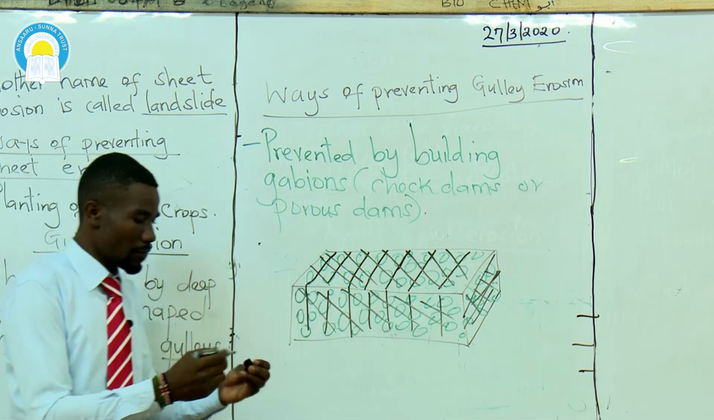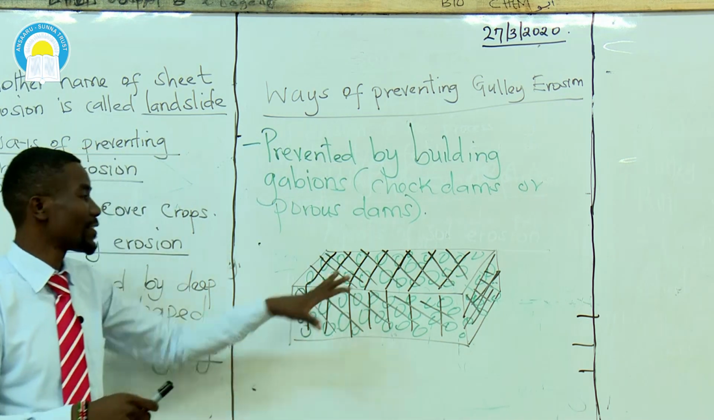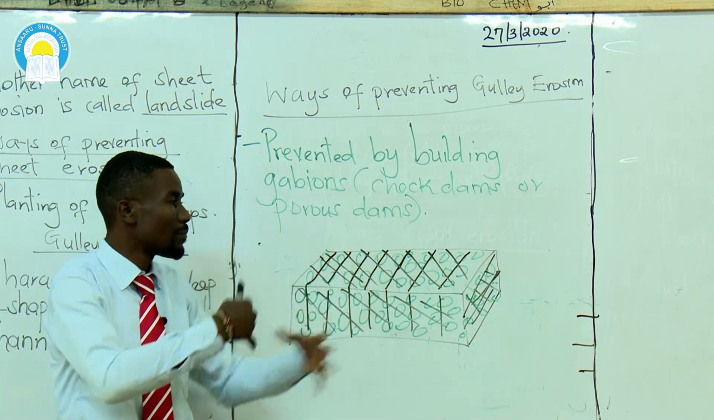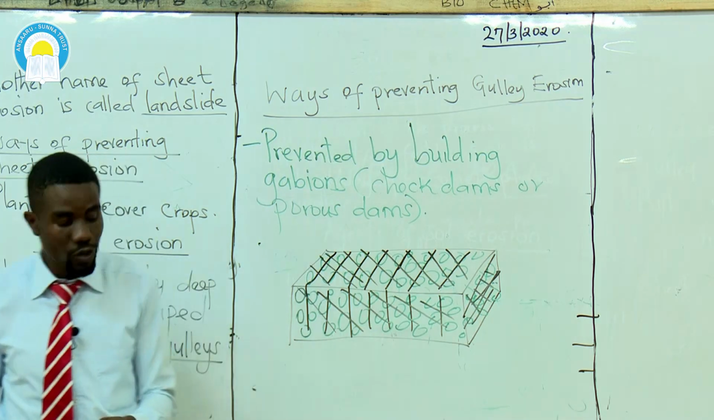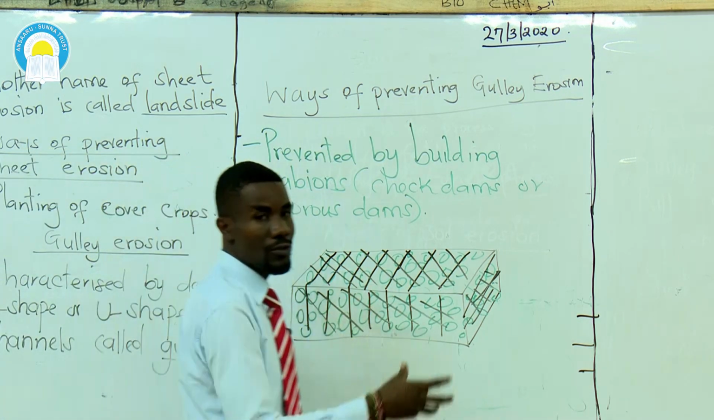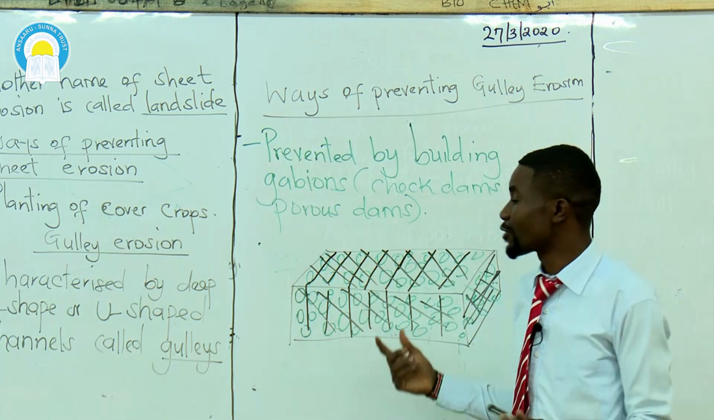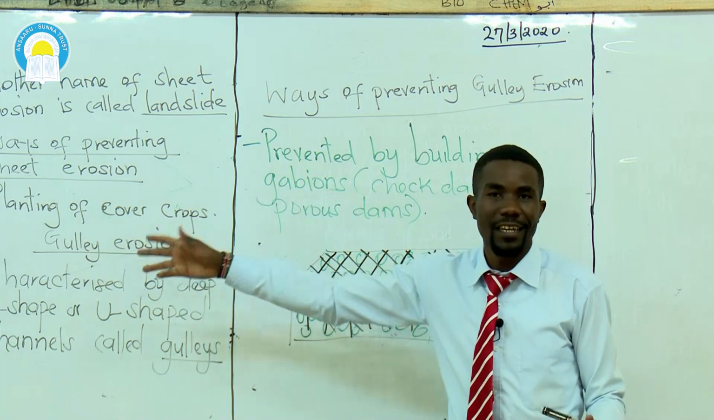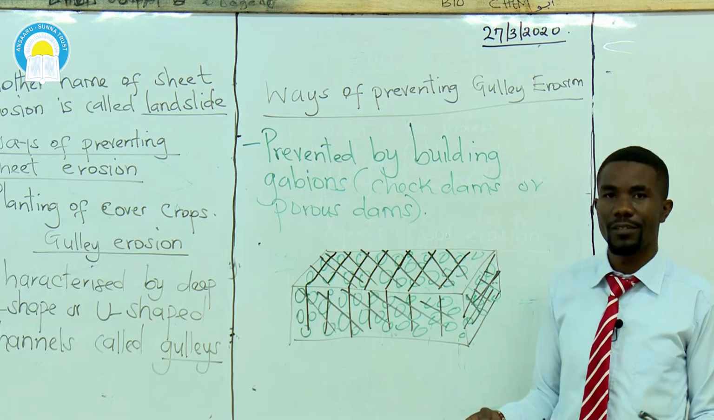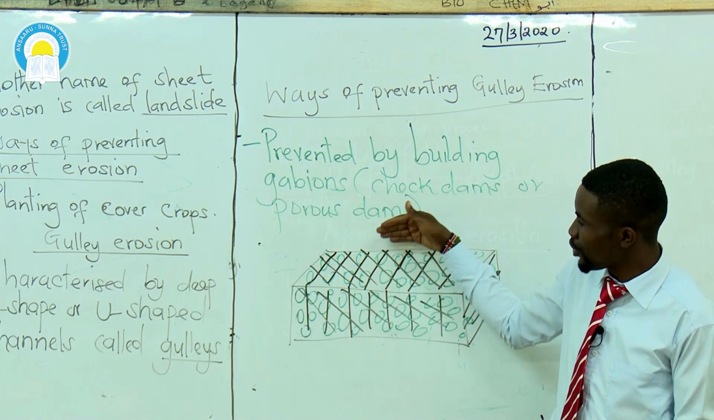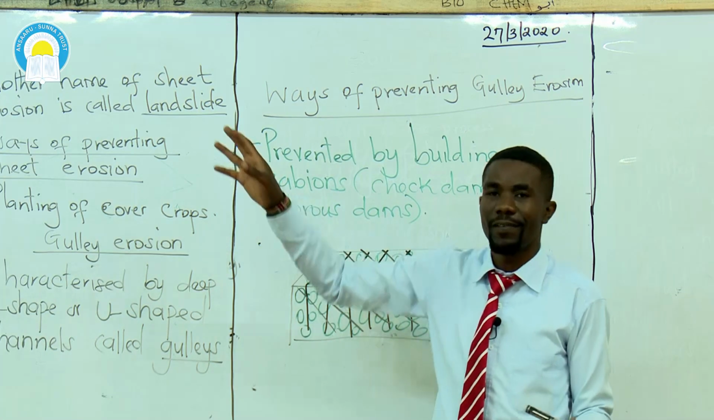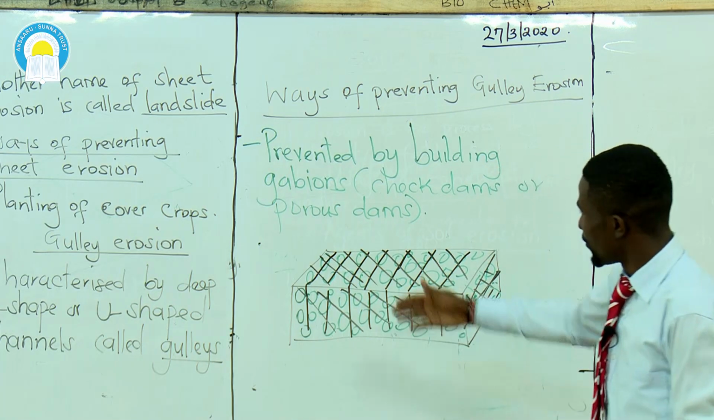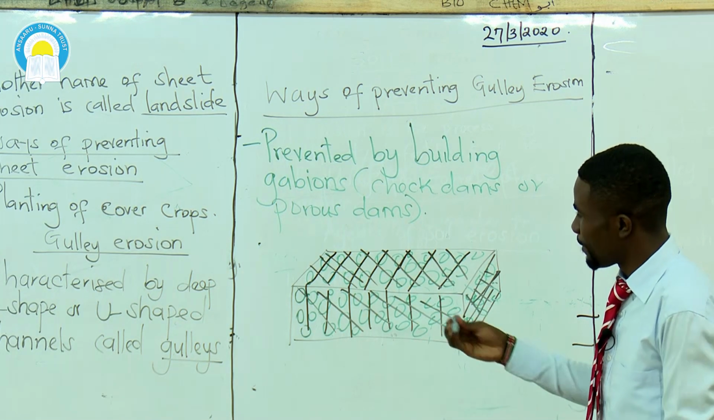So when you are building a gabion, what you require is a wire mesh and stones. We will place the stones and then we wrap them with the wire mesh. This will always enable water to pass through while it will block the soil particles from passing through it. Eventually, the gully erosion will be controlled because the soil particles which are going to be blocked here will cover the gap that had already been left hanging. So this is how we build the gabions.